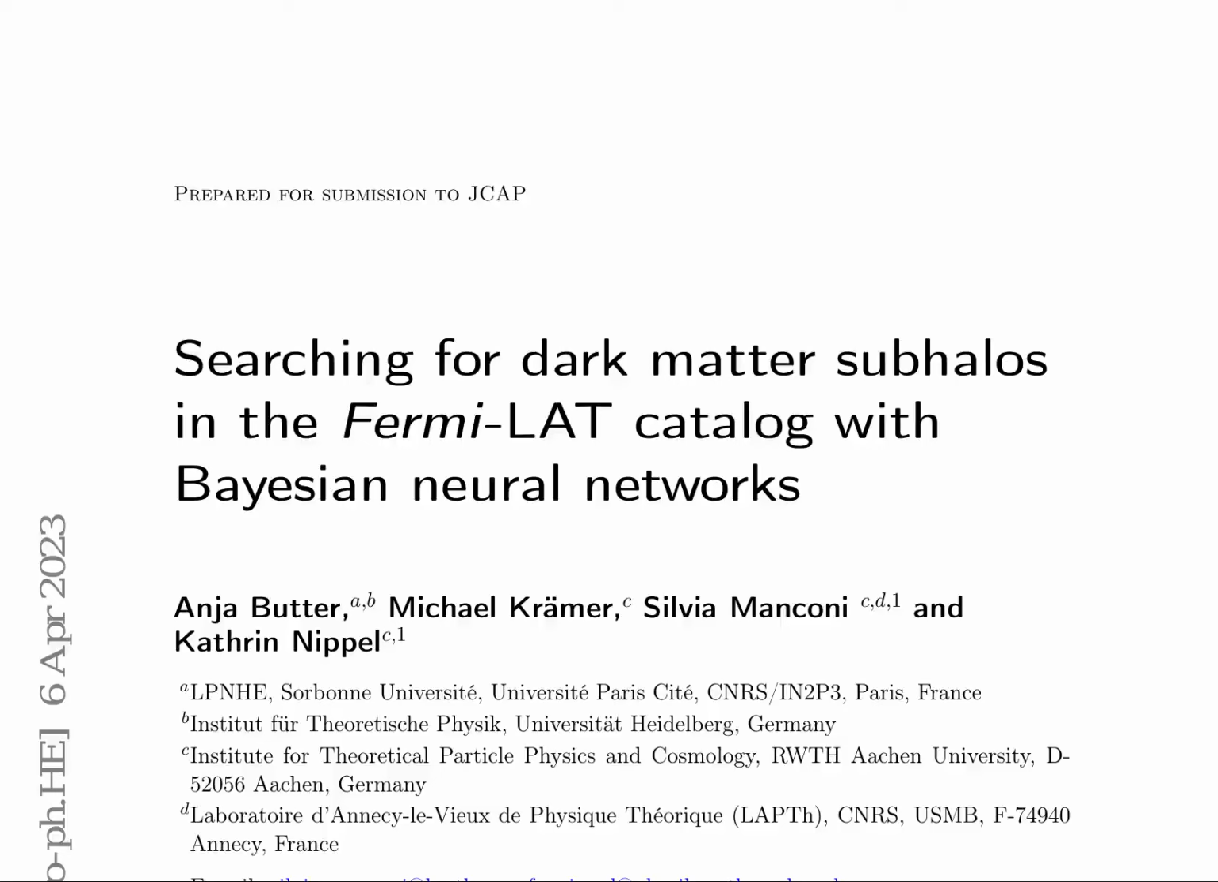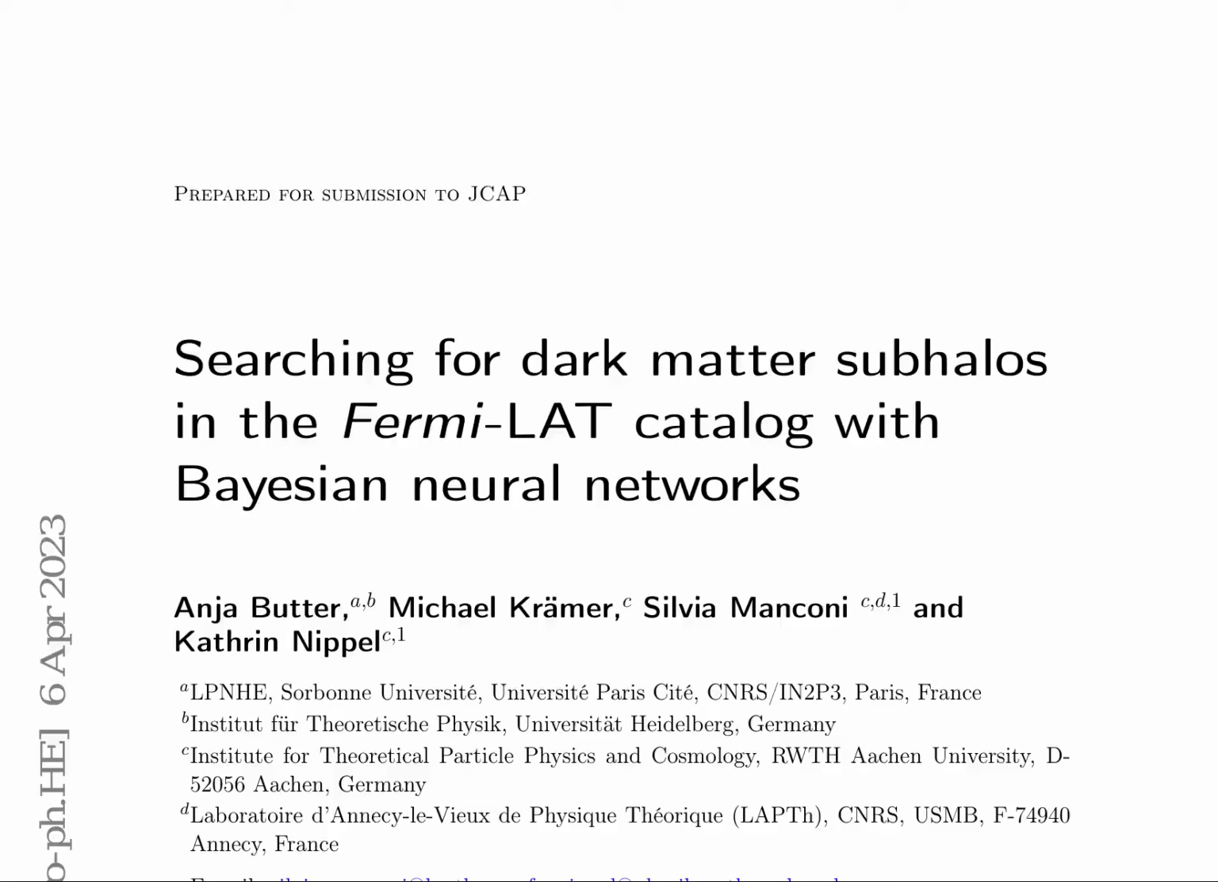Researchers have developed a novel approach to identify dark matter subhalos in the Fermi Large Area Telescope (Fermi-LAT) catalog using Bayesian neural network classification methods. The aim is to detect unclassified gamma-ray sources that could be indicative of dark matter subhalos.